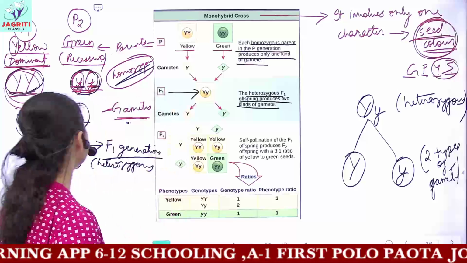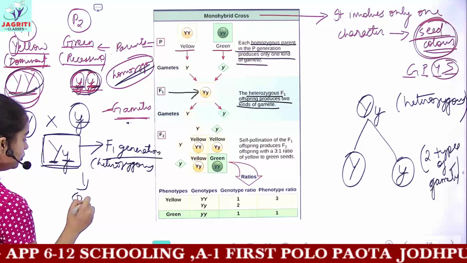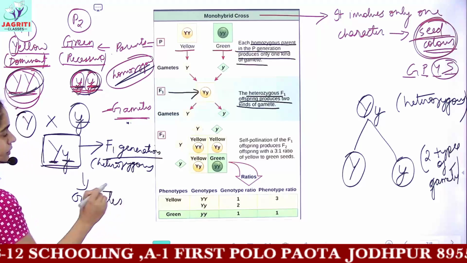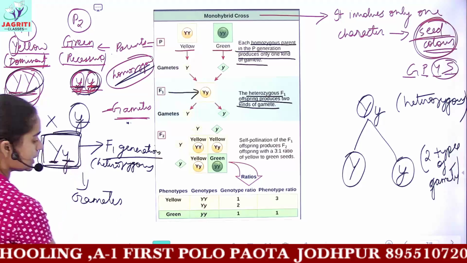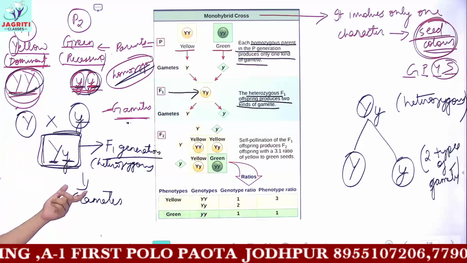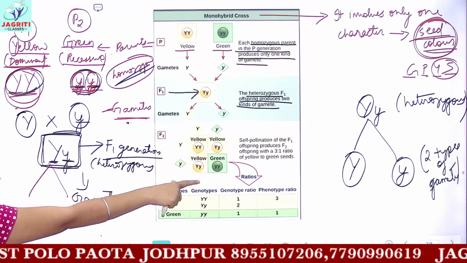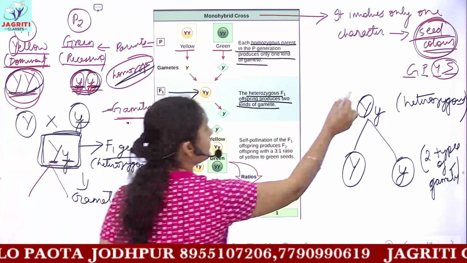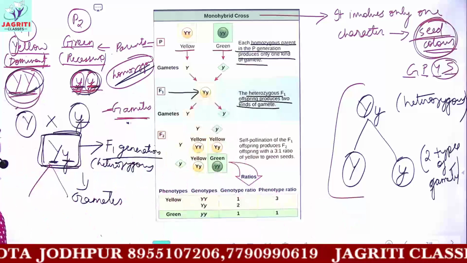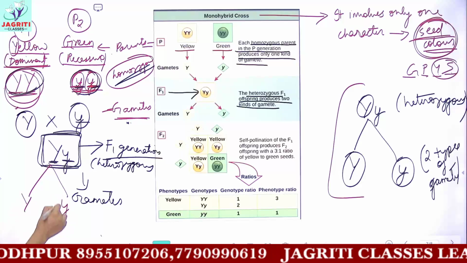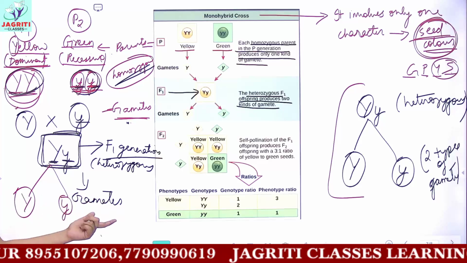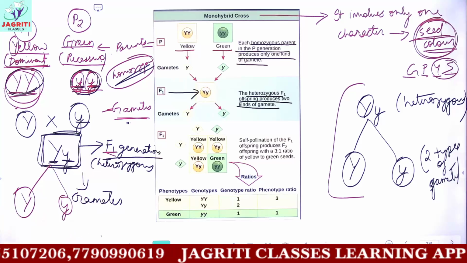What is the next step? From the F1 generation, you have to form the gametes. So you see you have a heterozygous F1 generation, so the gametes formed would be of two types, because from heterozygous you get two different kinds of gametes. One gamete would be capital Y, the other gamete would be small y. So these would be the gametes of the F1 generation.